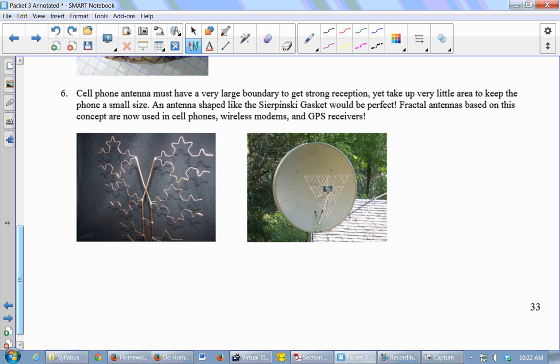So fractal antennas are based on this concept. Not just these two fractals. There are many other fractals that are used, but using a fractal as an antenna. They're used in cell phones, wireless modems, GPS receivers. So it turns out this really theoretical thing that we just decided to think about because it was interesting has this great practical application.